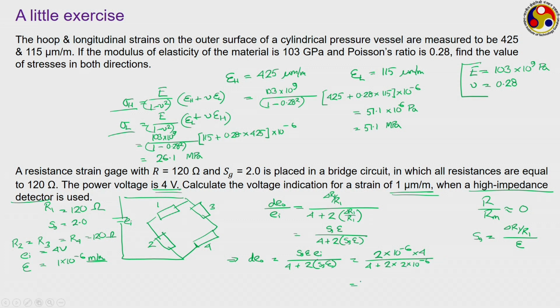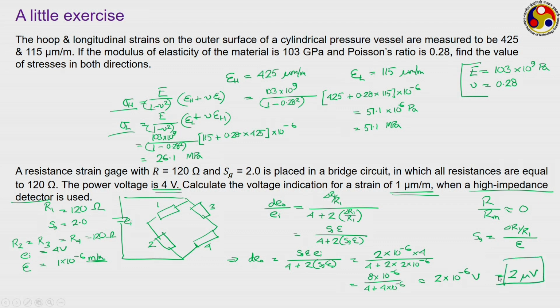So, if we carry on in the calculation, we have 8 into 10 to the power minus 6, and in the denominator we have 4 plus 4 into 10 to the power minus 6, an extremely small number. If we calculate this, I have pre-calculated this, we are going to get roughly 2 into 10 to the power minus 6 volt, or we can write this as equal to 2 microvolt.